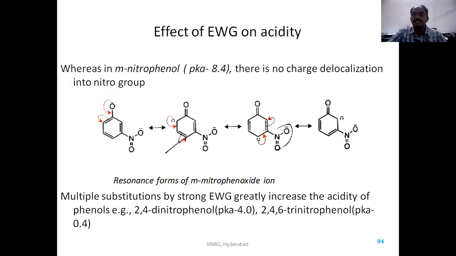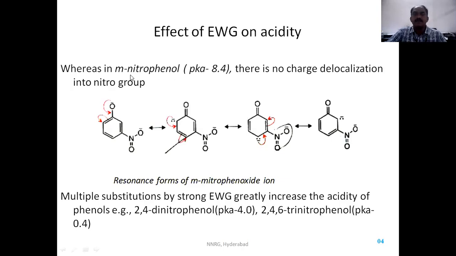But when you compare phenol and metanitrophenol, metanitrophenol is more acidic in nature. Why? Because here an I minus effect takes place. Nitrogen is trying to pull the electron cloud from the aromatic nucleus by the I minus effect. The R minus effect is not effective because the electron cloud is not entering into the nitro group.